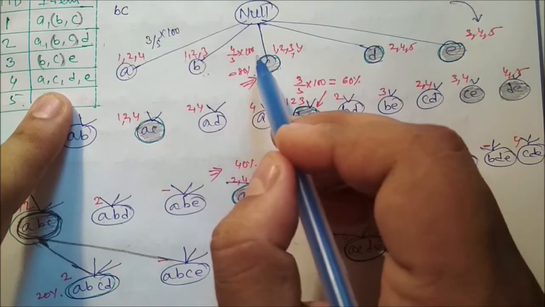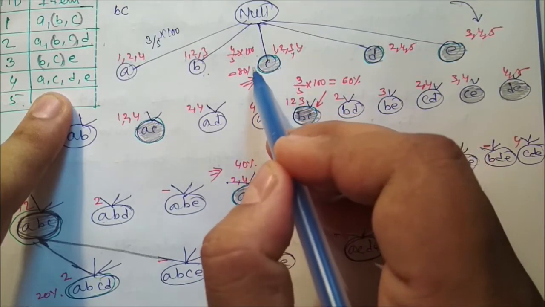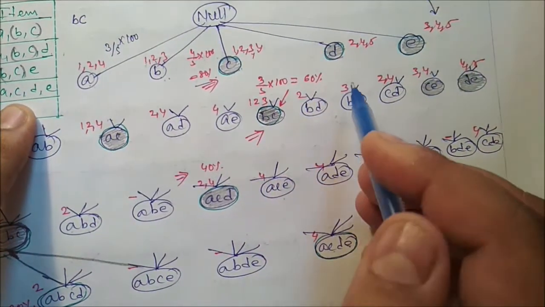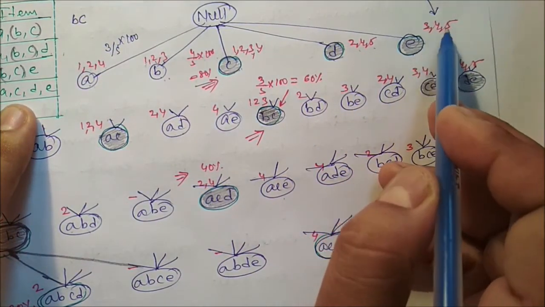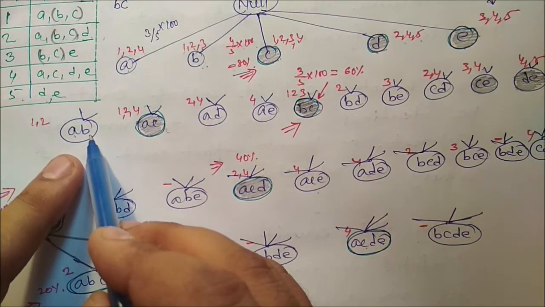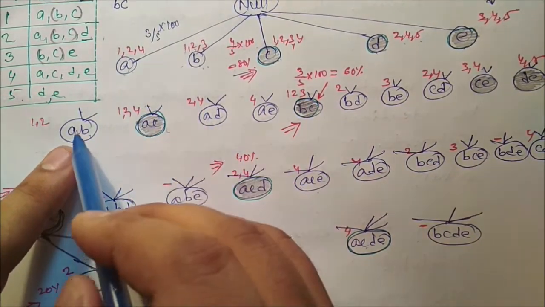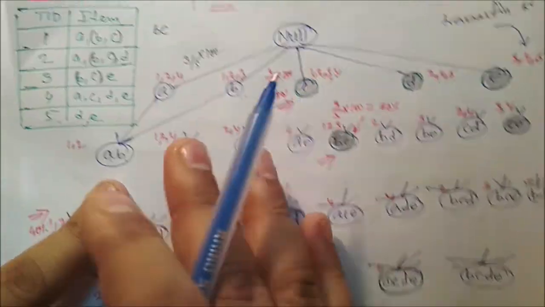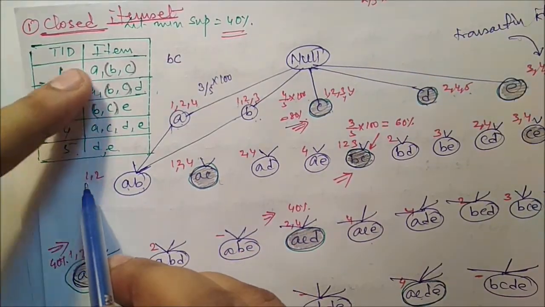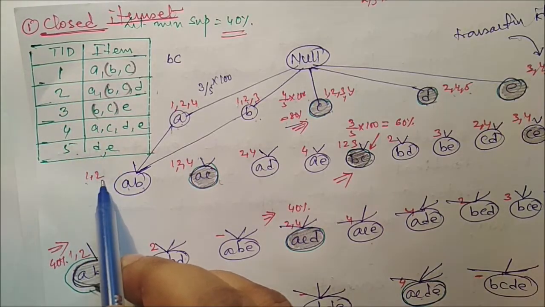4 by 5 into 100, that is 80%. So support of C is 80%. Similarly, D is in transactions 2, 4, 5 and E in transaction IDs 3, 4, 5. Now we can get AB. With the help of A and B, we can get AB, and where AB is there? In the first transaction and in the second transaction.